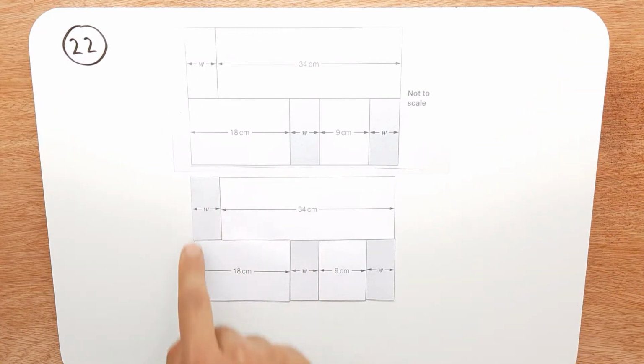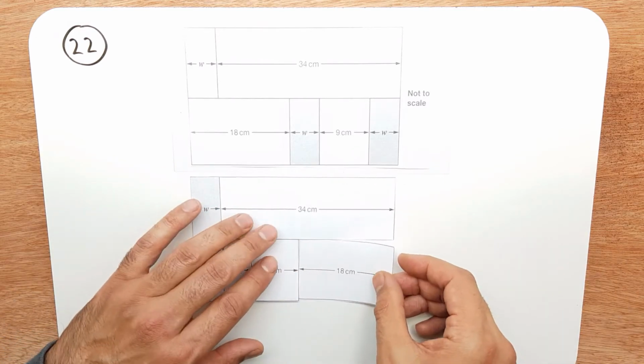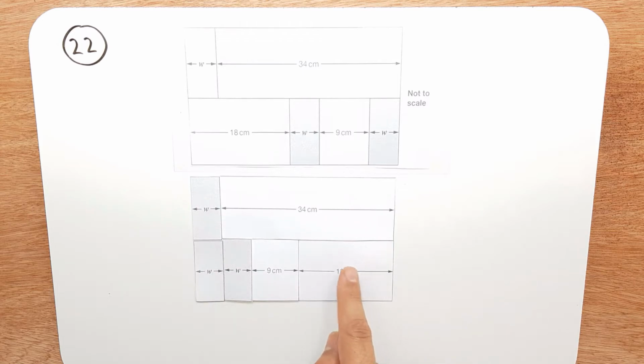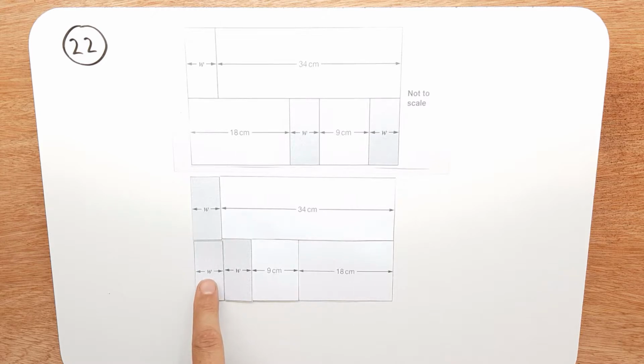So what I'm going to use is this model, and all I'm going to do is put these two W's together on this side and bring this 18 centimeter and 9 centimeter rectangle to this side. Now that I've rearranged it, I can see W plus 34 is the same as W plus W plus 9 plus 18. So let me add these two numbers together first.